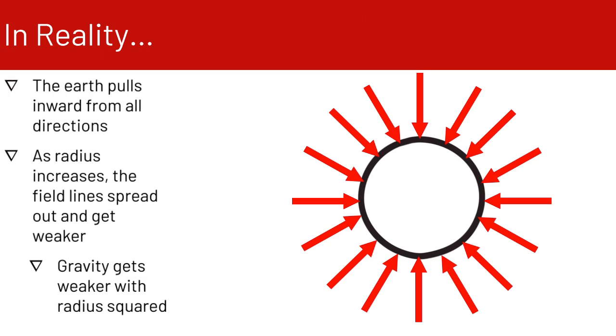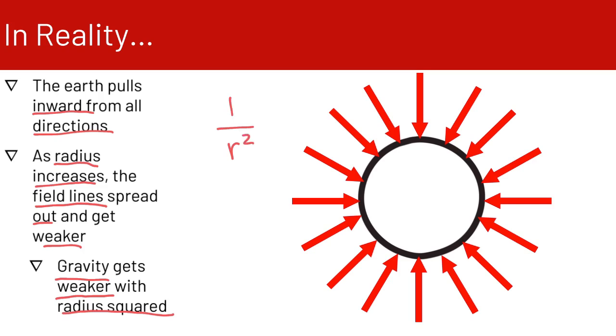So in reality, the Earth pulls inward from all directions. As your radius increases, the gravitational field lines spread out and they get weaker. So that gravity gets weaker with radius squared. So our gravitational field gets weaker with 1 over the radius squared.